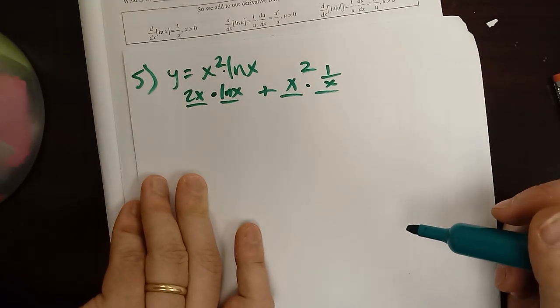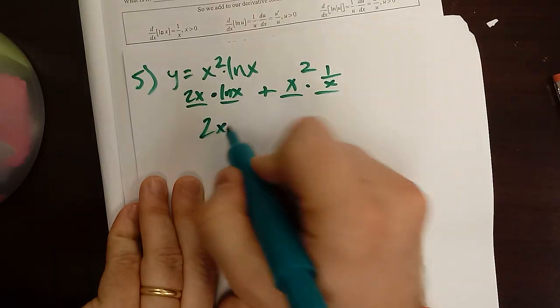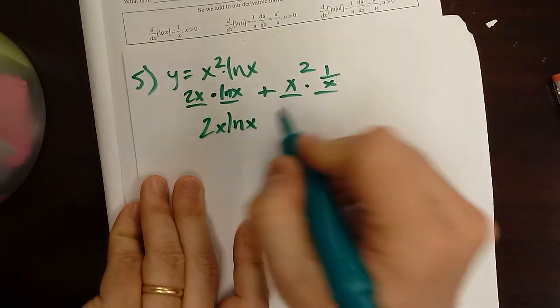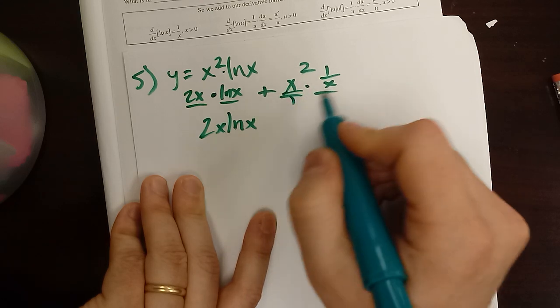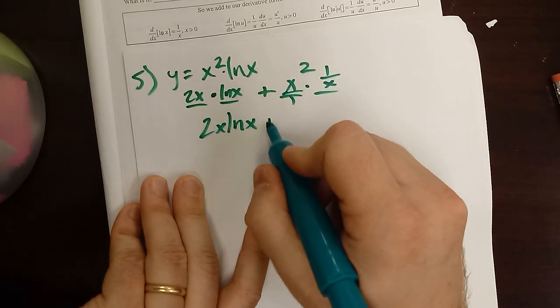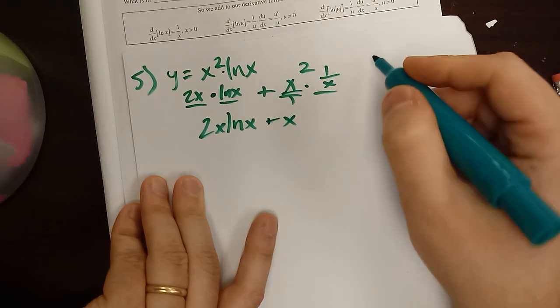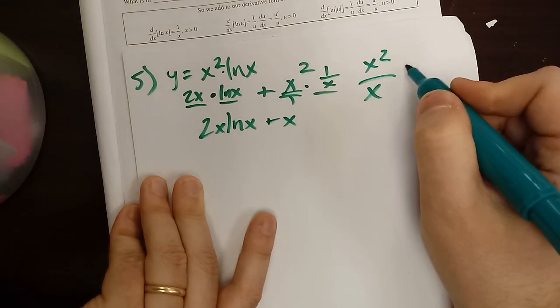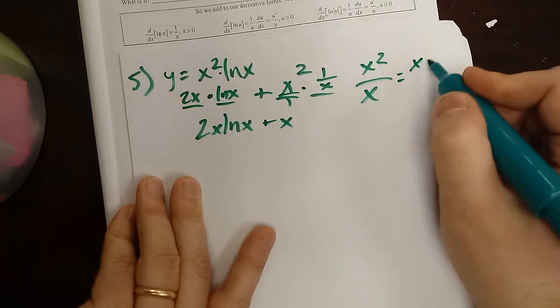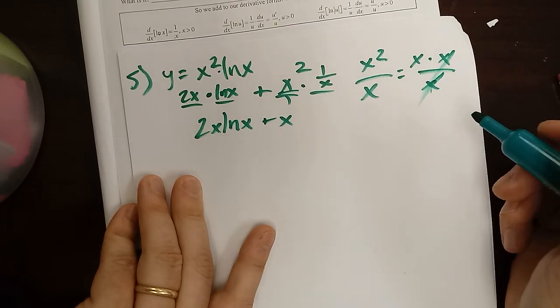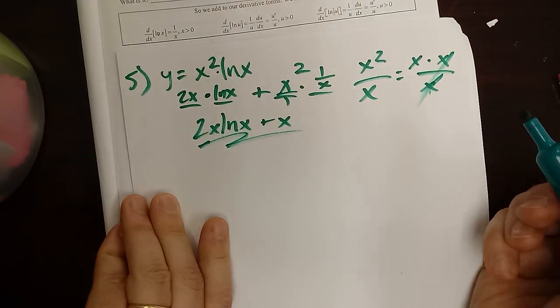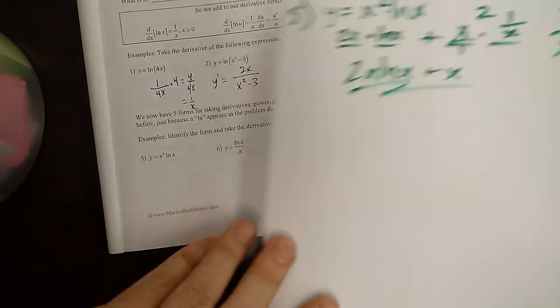You can literally be done here. I'm going to clean it up, but you could literally just leave it like that. So 2x ln x plus, now this is x squared over 1 times 1 over x, so that's going to be plus x. This is x times x over x, and one of the x's cancel. So you could write it like that. Woo. Let's look at 6.